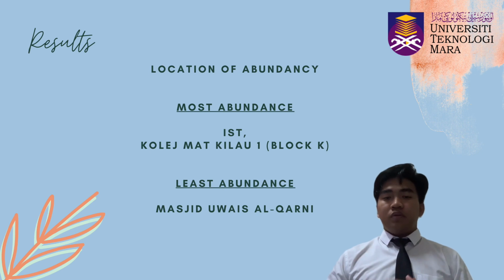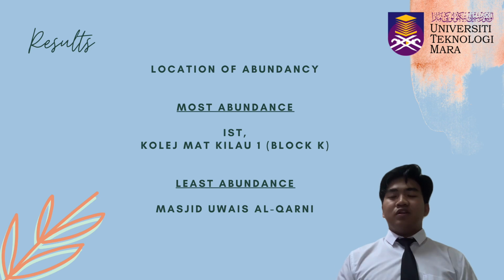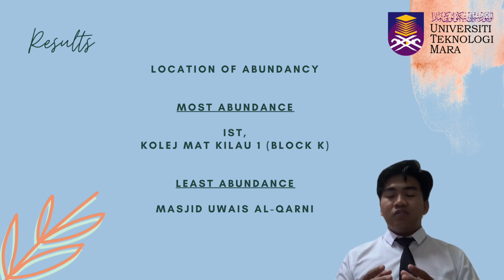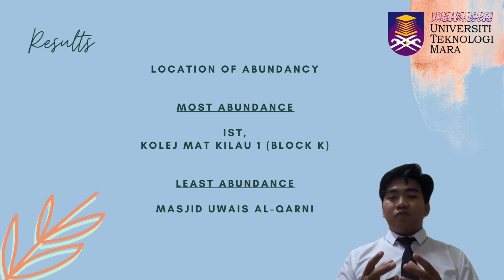Okay, the result or finding of the study is that I have located the places that have the most abundance and the least abundance. The most abundant are IST and also Kolej Makilau 1, which is Block H, and the least abundant is Masjid Awais Al-Qurni. So why does this place differ from the others? Because Masjid Awais Al-Qurni is located at the center of the campus, which has a lot of urbanization and less vegetation. So the moths find it hard to adapt because they become easy prey for predators, and with less vegetation there is less shade, so less place for the moths to reproduce and to find food.